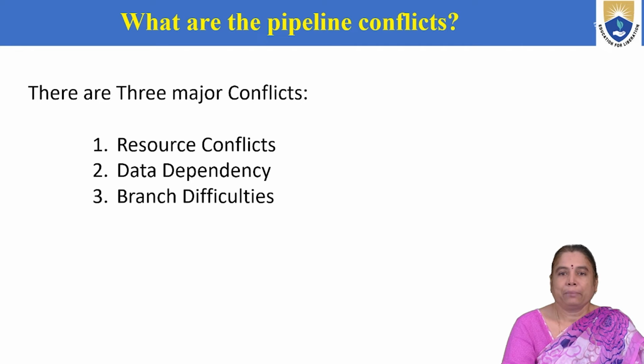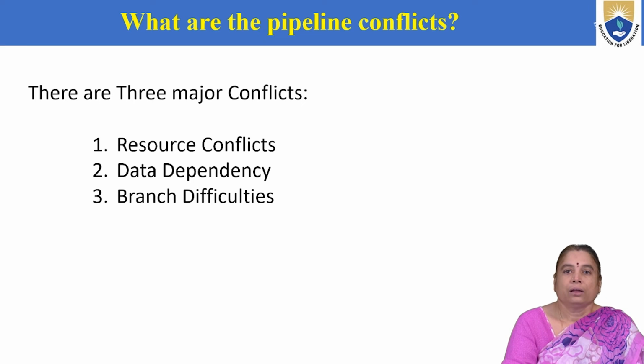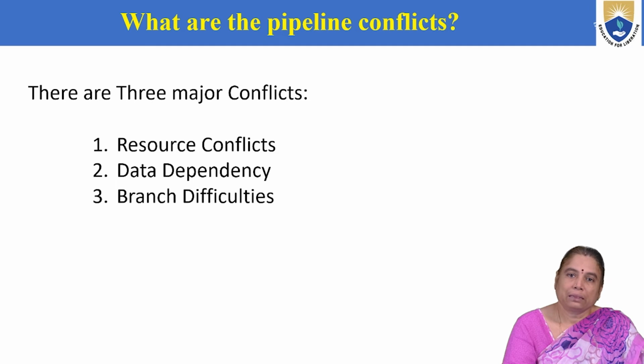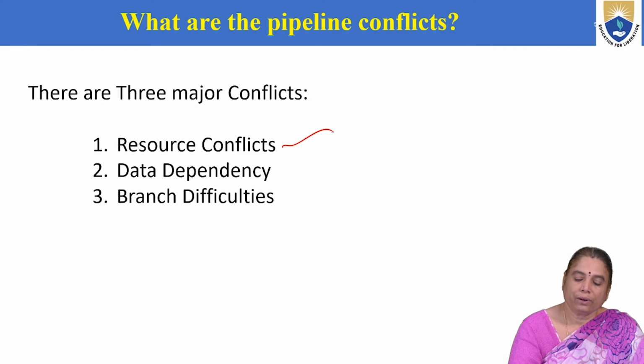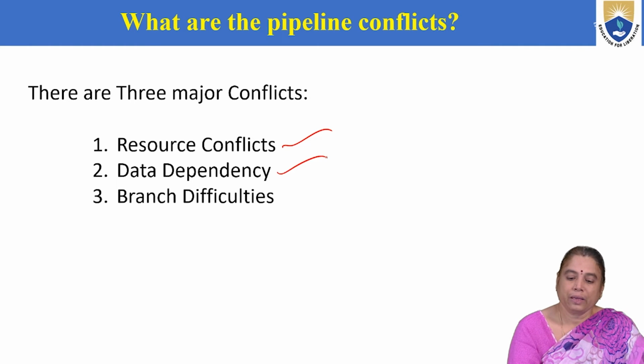Next, what are the pipeline conflicts? Pipelining overlaps the execution of phases of the instruction cycle or segments of an arithmetic operation. Here the data can be shared between the segments during this overlapped execution, so some conflicts can take place during pipeline processing. There are 3 major conflicts. One is resource conflict, the second is data dependency, and the third is branch difficulties.